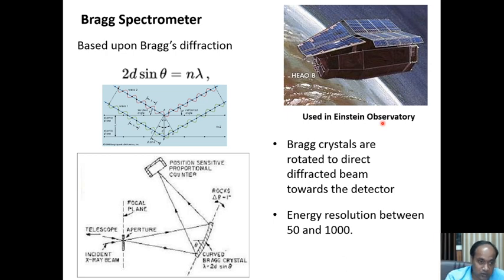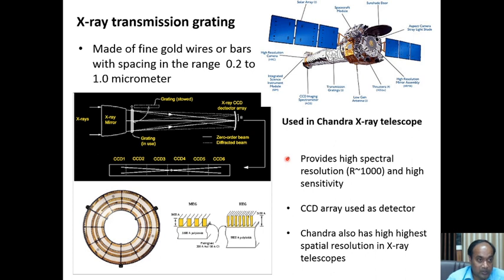So all X-ray telescopes are flown into space, and the technique is very simple here. For a Bragg spectrometer, you have this Bragg crystal, and that Bragg crystal can be rotated to direct the diffracted beam towards the detector at a particular energy. So as you slew the crystal, you basically get an energy resolution falling on the detector. And so that's how you can get the spectrum of the X-ray. Now, this is one way to do that.